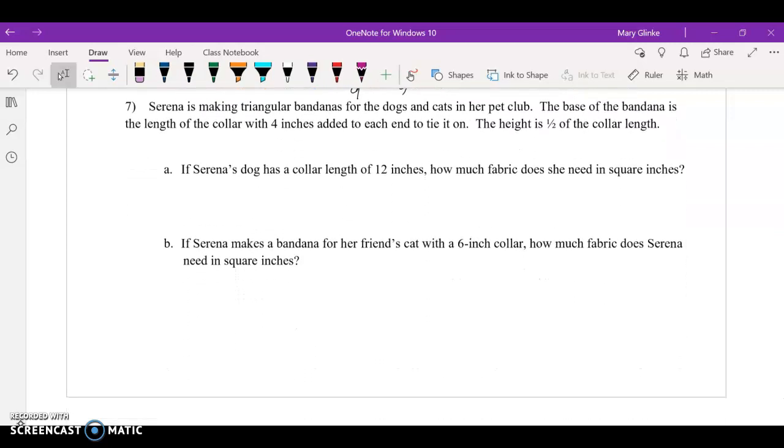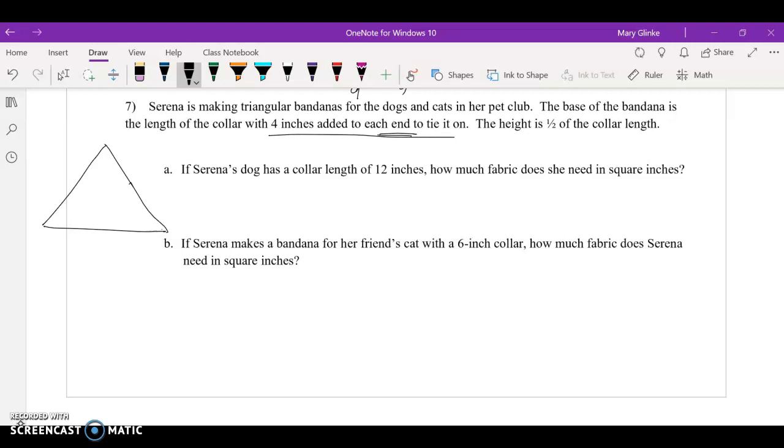Okay, so for our last one, we're going to do an application problem. We are making triangular bandanas for the dogs and cats in Serena's Pet Club. The base of the bandana is the length of the collar with 4 inches added to each end.